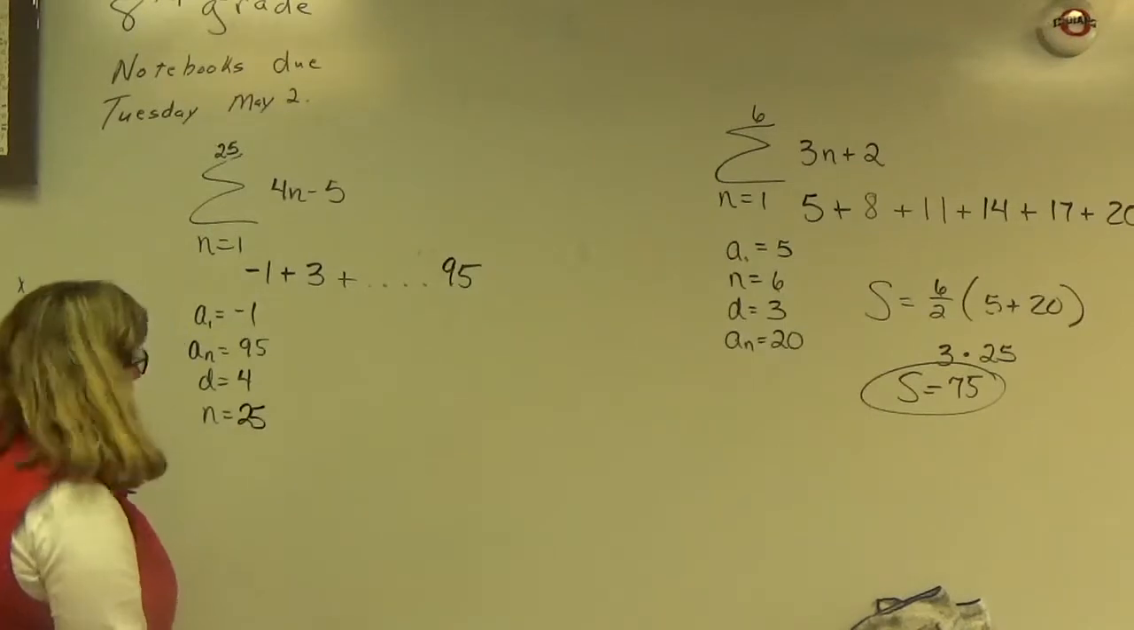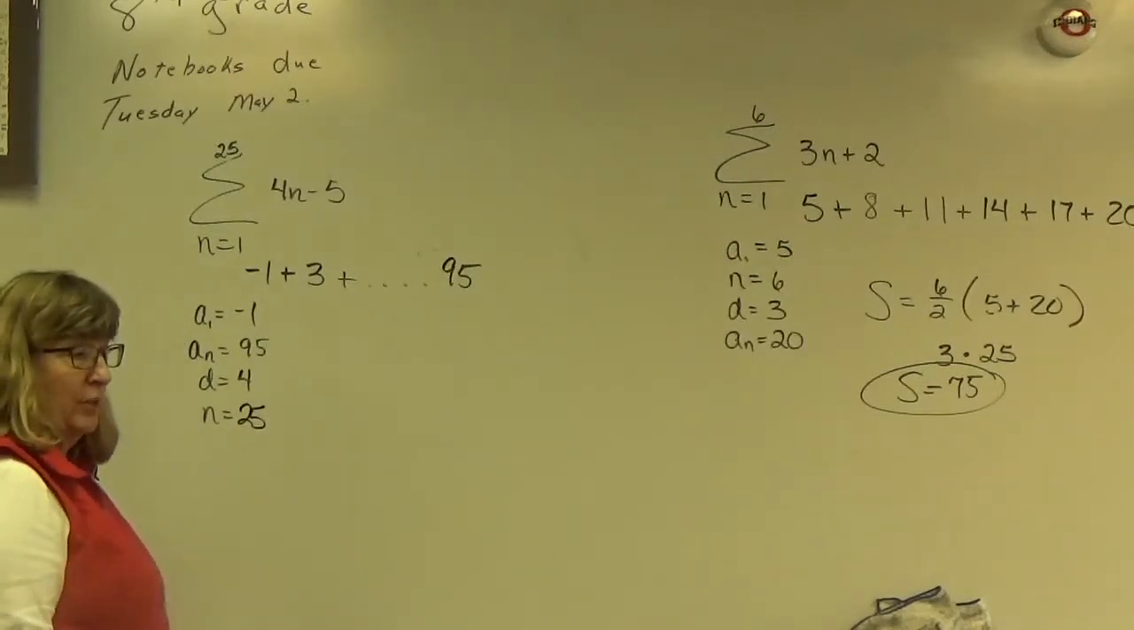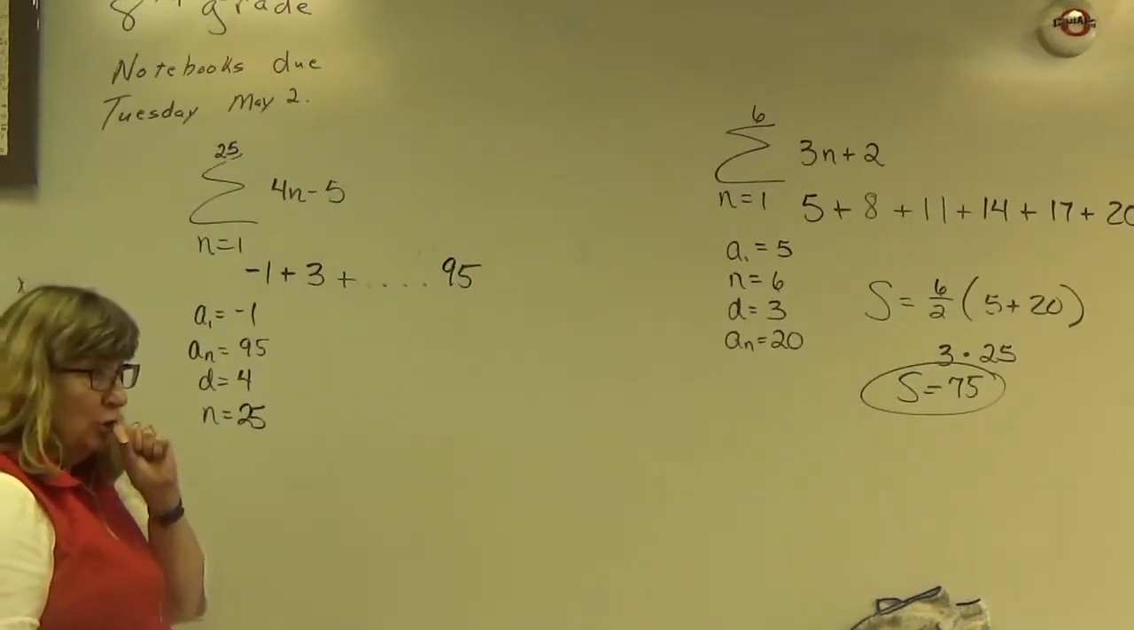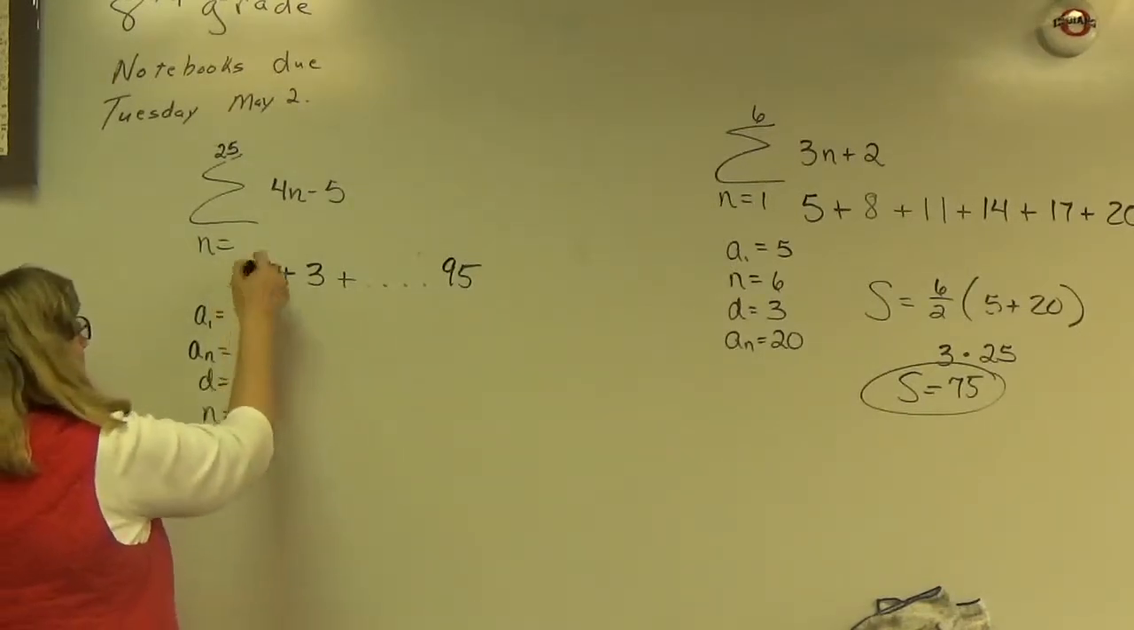Everybody follow that? Could I have also used the other formula and solved for n? Can we just look at the top number on the sigma? Well, that's why I said you could, but what if I changed the bottom number? What if I made that an 8?